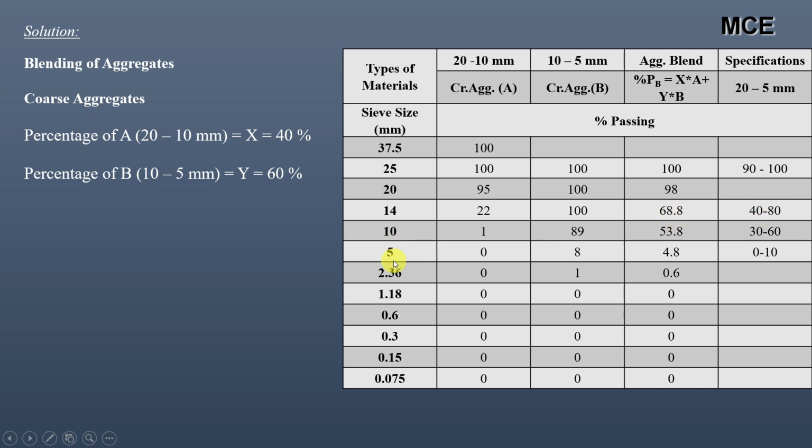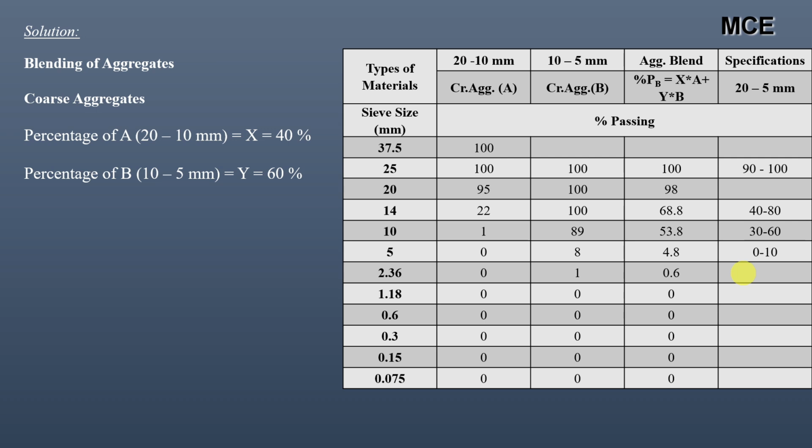Similarly for 10 and 5 mm, you will take 40% of coarse aggregate in the range of 20 to 10 mm and 60% in the range of 10 to 5 mm, and you will get the required gradation. Your gradation will meet these specifications. For 10 mm our gradation should be in the range of 30 to 60. You can see it's 53.8, and for 5 mm it should be 0 to 10, and it is 4.8. It's in the range. This is how you will blend the aggregate.